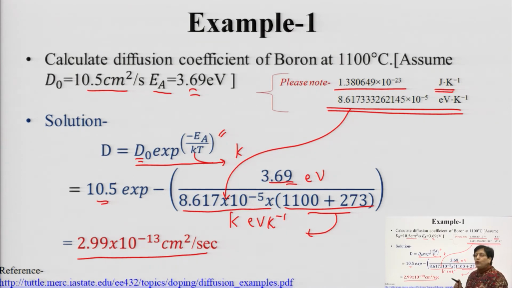My intention in discussing this is that you should have a clear cut idea of when to use the Boltzmann constant in electron volt per Kelvin: specifically when the energy is given in electron volts. Whenever you do atomic level calculations, you always make use of the Boltzmann constant in the form of electron volt per Kelvin. So, this is to be kept in mind.